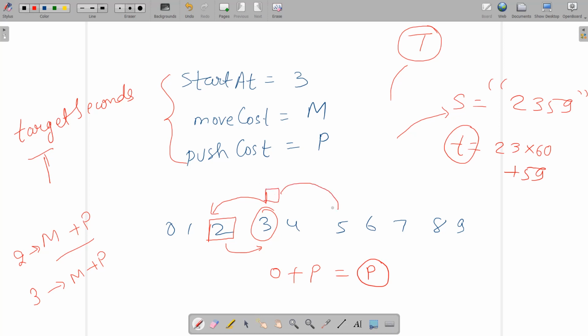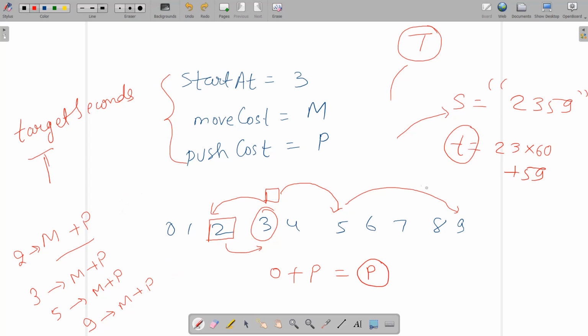Now you need to go to 5. In that case you are going to have move cost plus push cost, and in the next case you are going to move to 9. So for pressing the 9 it would be m plus p again. Everything is m plus p.